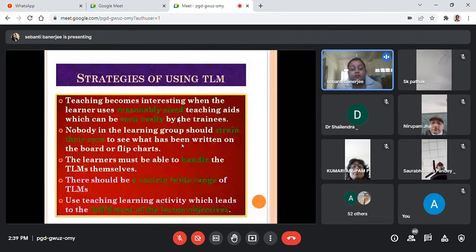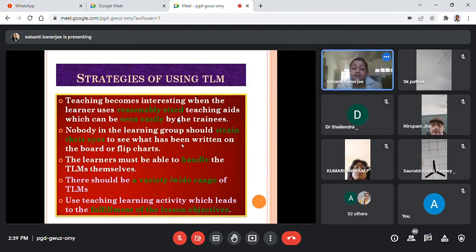And last but not the least, while preparing any TLM, we should always keep in mind whether it is fulfilling all the lesson objectives. Before walking into a class, first and foremost, we prepare our lesson plans. And the most important component of the lesson plans is the lesson objectives. So we have to make sure that the TLMs fulfill all the lesson objectives.